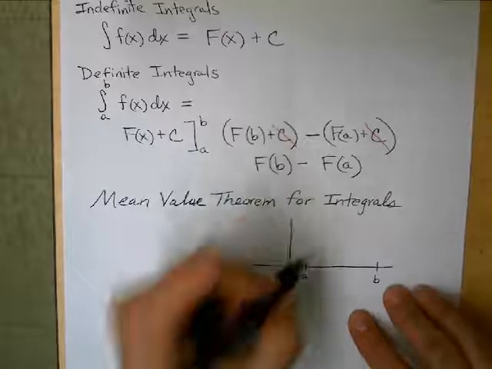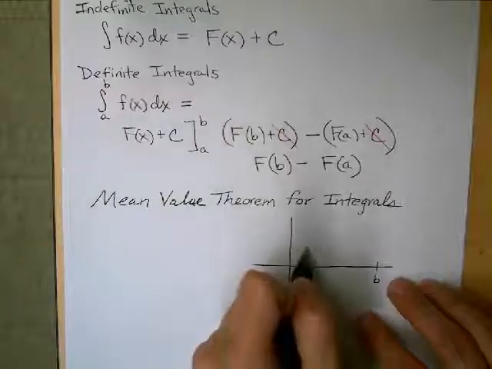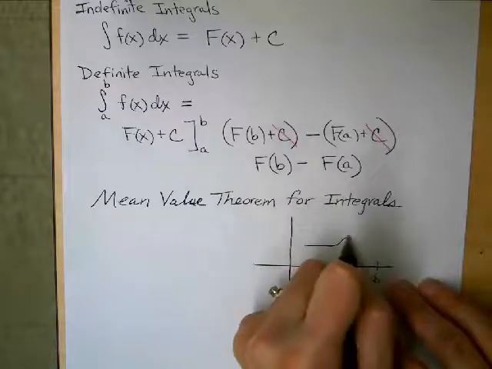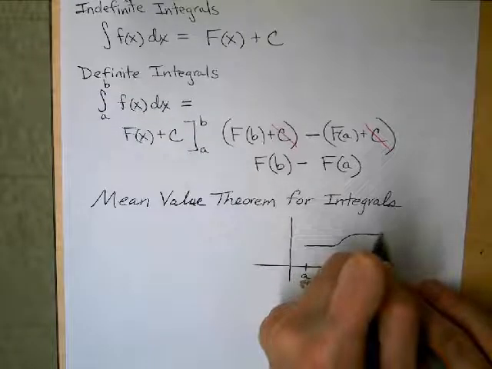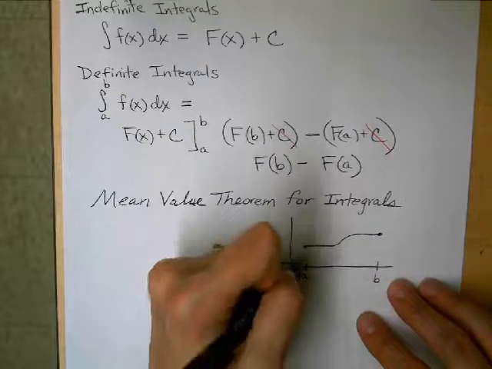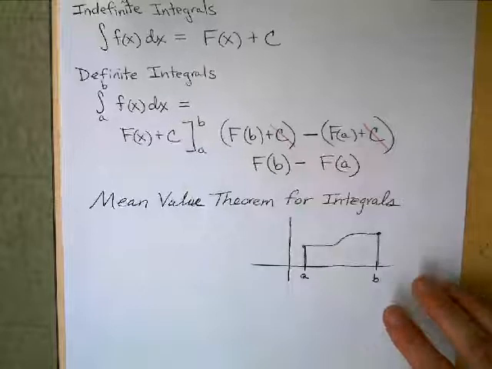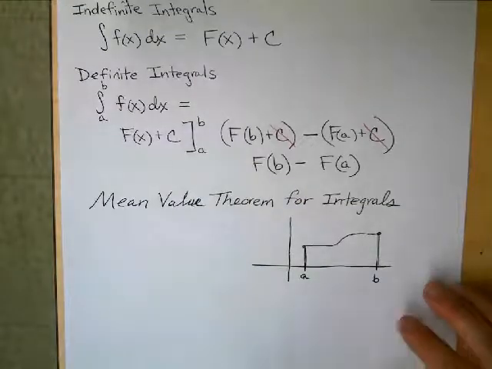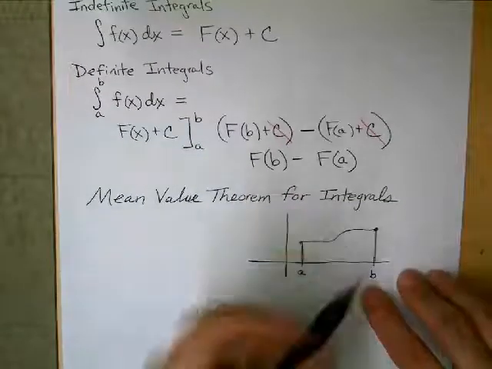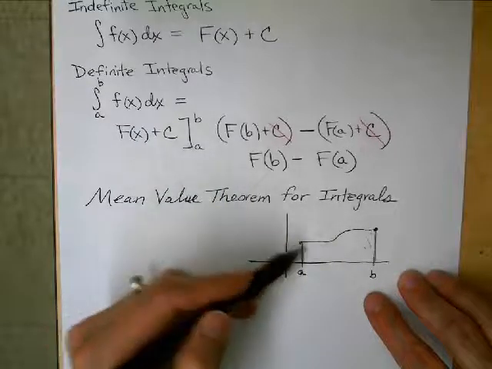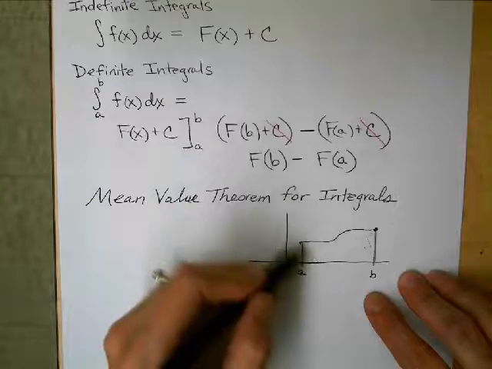Mean value theorem for integrals. I'll just try to draw a curvy thing, something like this. Let's say you're going to integrate this from point A to point B. Integrating would give us the area under that curve, the area underneath.